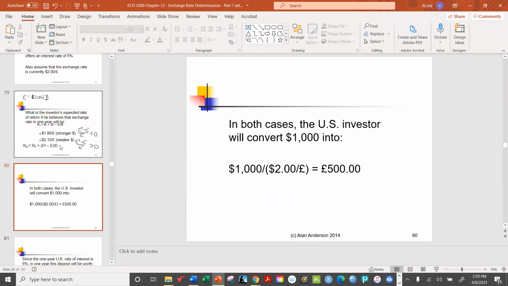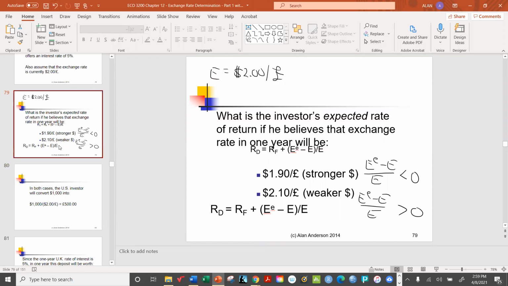So when this expectations term is positive, which it would be with a weaker dollar, that means the return on the right-hand side of this equation will be larger than it otherwise would have been. So in other words, as we expect the dollar to get weaker, this term gets larger. And since that adds to our return to the foreign currency, that makes it more attractive to invest in this case, British pounds. On the other hand, if we're anticipating a stronger dollar, this expression is negative, and that would reduce the return to the foreign currency. So that's why the equation is written this way.